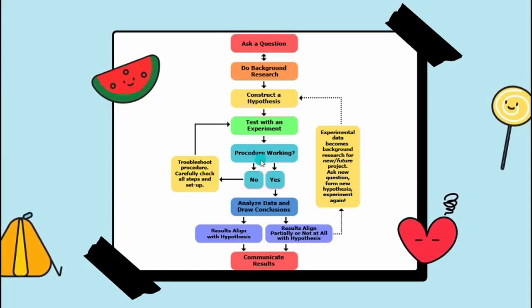If the procedure is not working, if it's no, you need to troubleshoot the procedure. Okay? Kung sa tingin nyo, yung experiment nyo ay may mali, kailangan yung baguhin yung procedure ng experiment nyo. Carefully check all steps and setup. Okay? Pag maayos na ulit ang procedure ng experiment, pwede kayong bumalik sa pagtetest ng experiment. Kapag okay na, if it is working already, then you can now proceed to analyze data and draw conclusions.